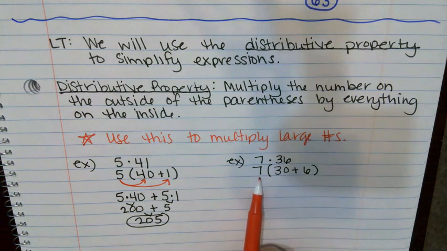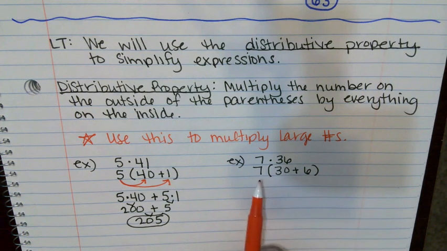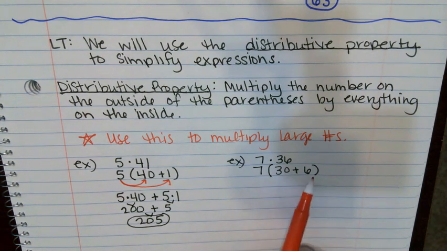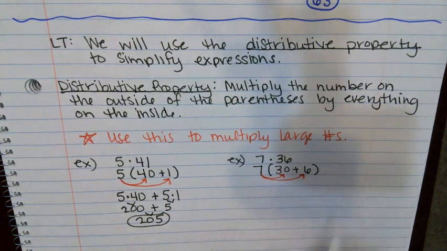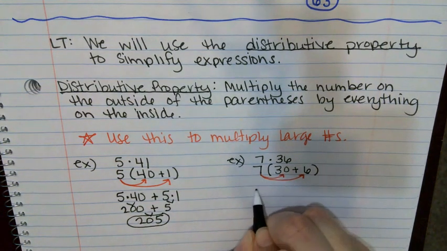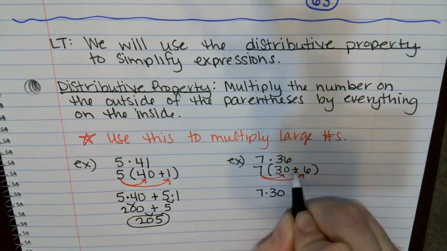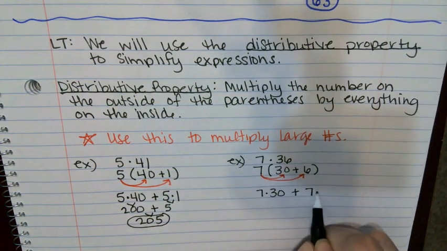When I apply the distributive property, okay, this is where I take the 7 and I share it with the 30 and I share it with the 6. Give one to Chloe, give one to Emma. Okay, so I have 7 times 30, and drop that plus sign because it says that, 7 times 6.